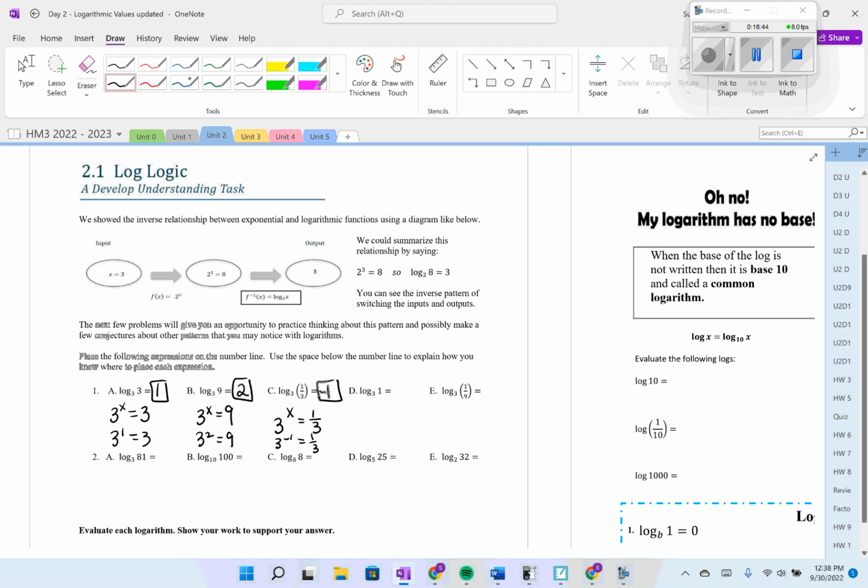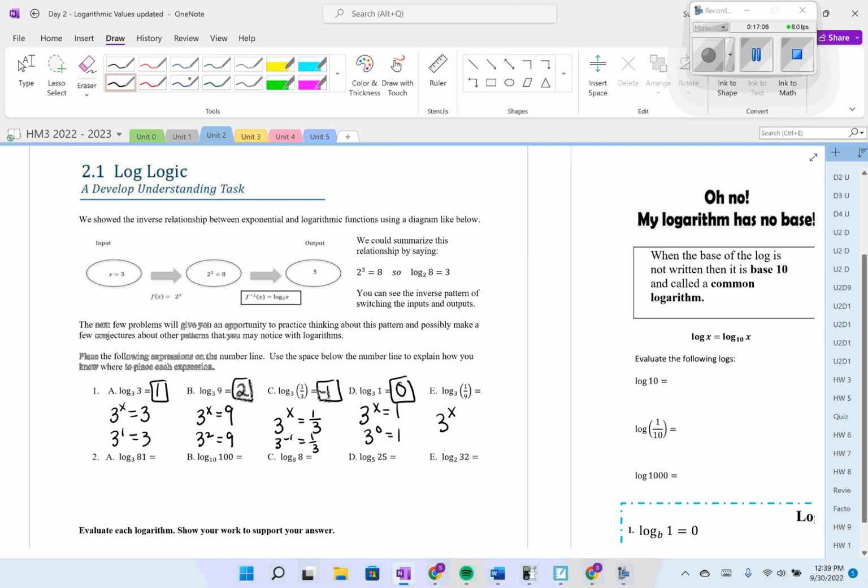Why don't you see if you can do D and E on your own? Pause the video, and when you're done you can unpause to check your work. So for the next one, 3 to what power equals 1? I know that this would be 3 to the 0 power equals 1, because anything to the 0 power is 1, so 0.